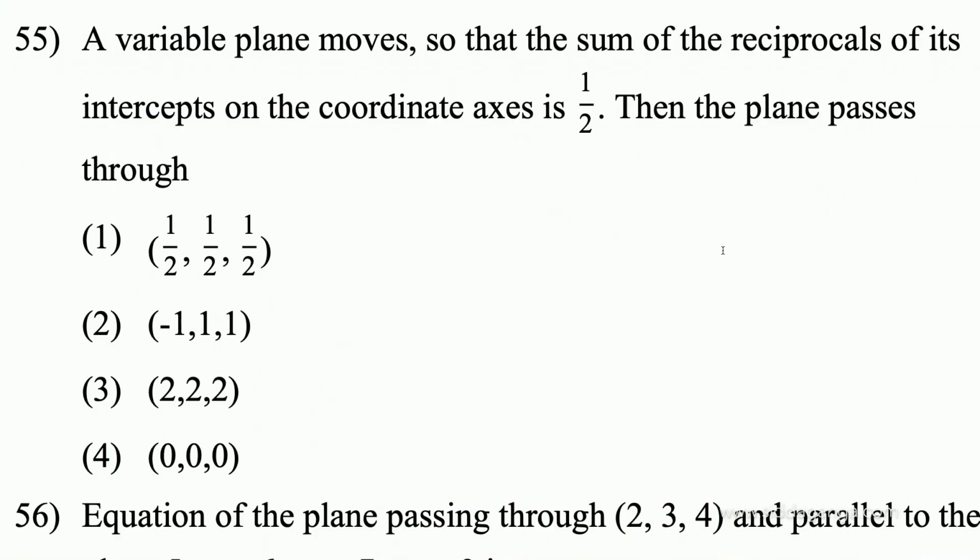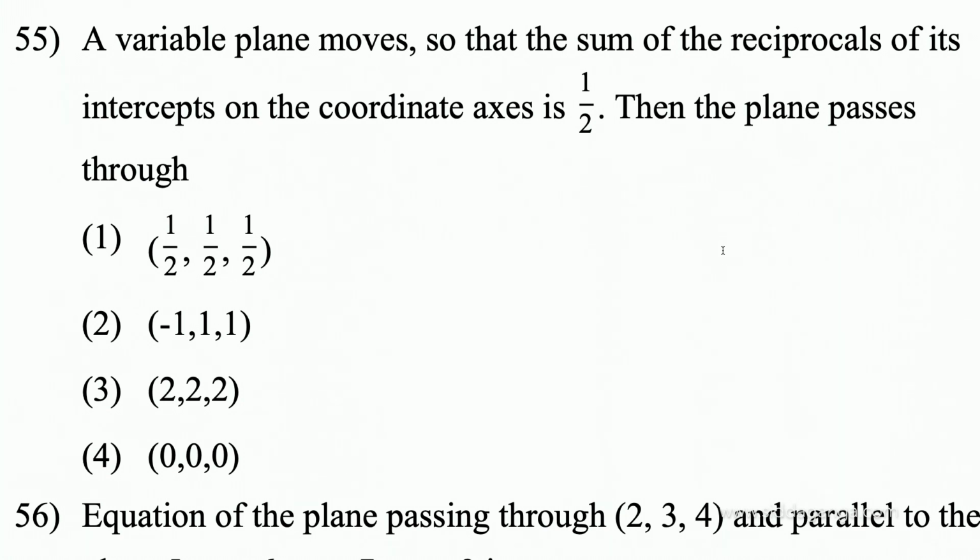Okay, question number 55. A variable plane moves so that the sum of the reciprocals of its intercepts on the coordinate axis is 1 by 2. Then the plane passes through what? Yes, so it is also related to intercept form. Here they have given the sum of the reciprocals of the intercepts.